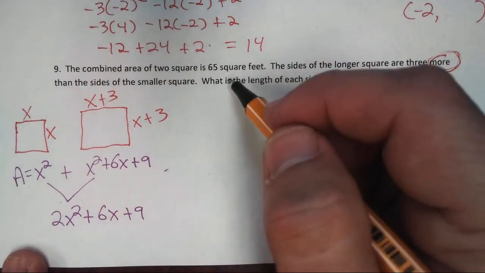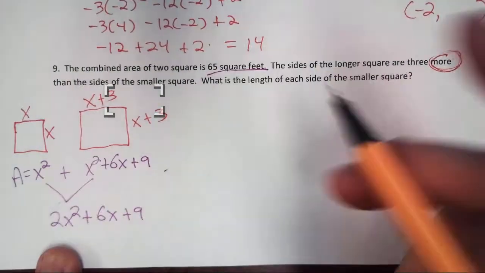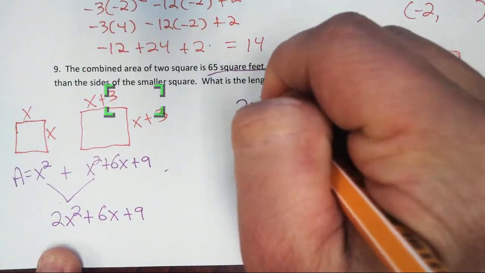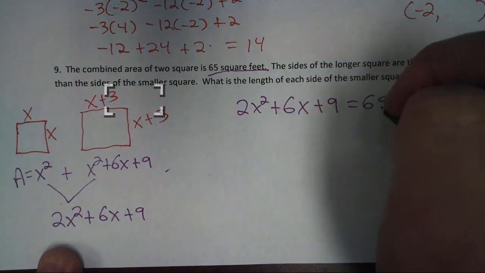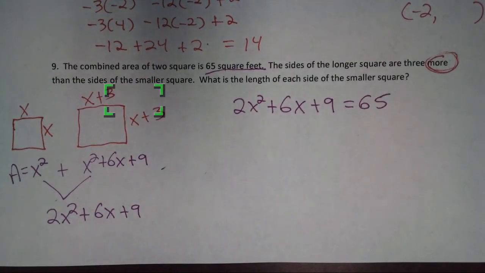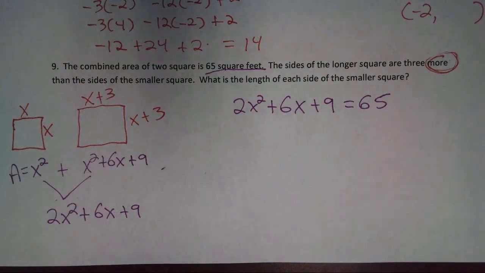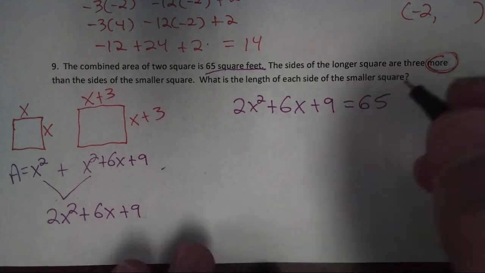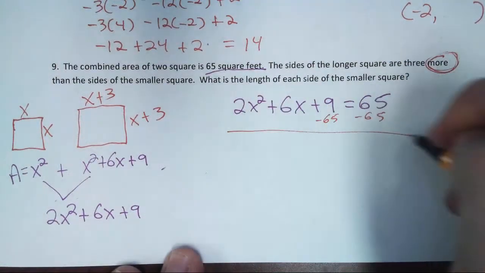And it says it equals 65 square feet. So this equation has to give us 65. So 2x squared plus 6x plus 9 equals 65. So we have x squareds and x's in the same problem, just like we did in the other section. We have to make the equation equal to 0. So we're going to subtract 65 from both sides.